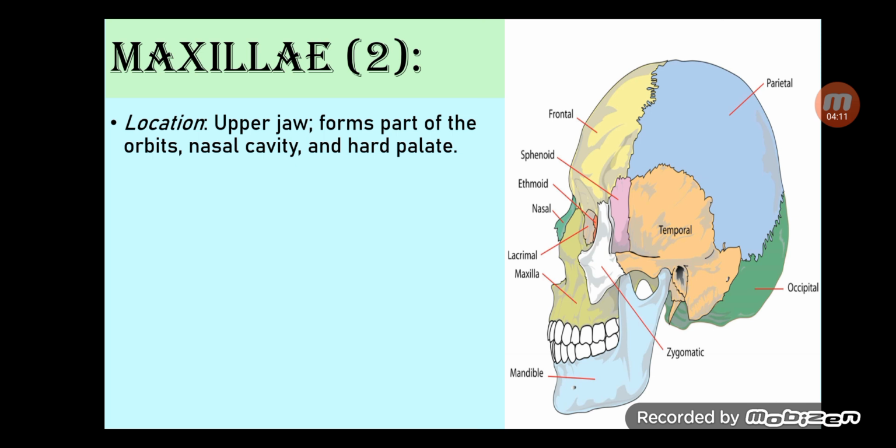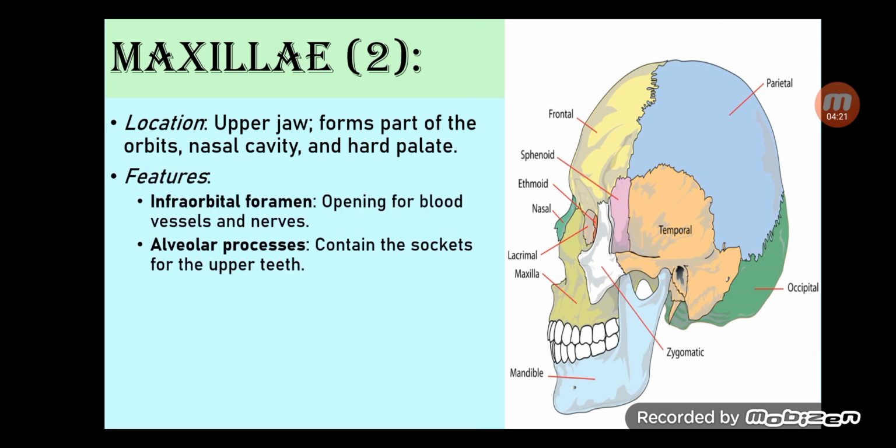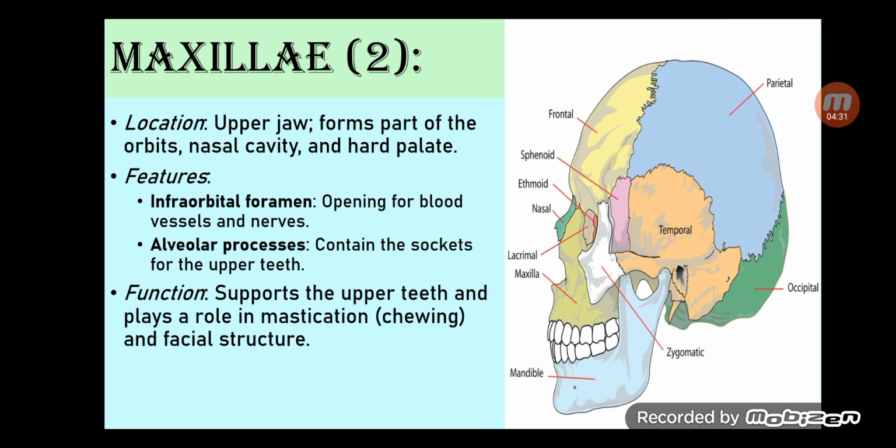Talking about location, they are represented in light green color in the diagram, and they form the upper jaw and form part of the orbits, nasal cavity, and hard palate. Features include the infraorbital foramen, that is an opening for orbital vessels and nerves, and it also has alveolar processes that contain the sockets for the upper teeth. Function includes upper teeth support and playing a role in mastication and facial structure.